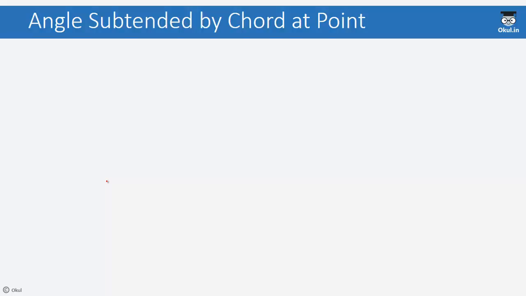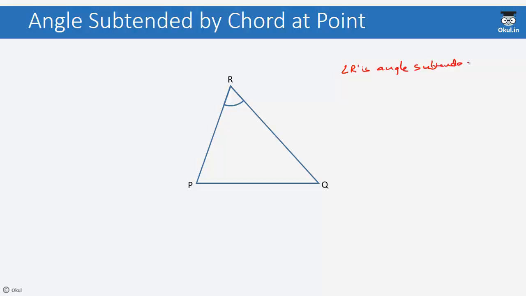So the first property that we're going to learn about is the angle subtended by the chord at a point. Suppose we have a triangle PQR and we have the angle R. So we can say that this angle R is basically an angle that is subtended by PQ at the point R.